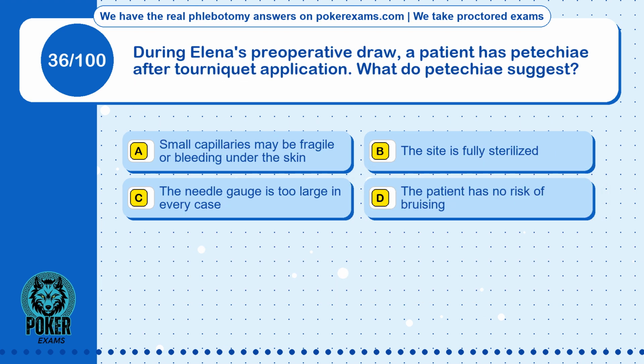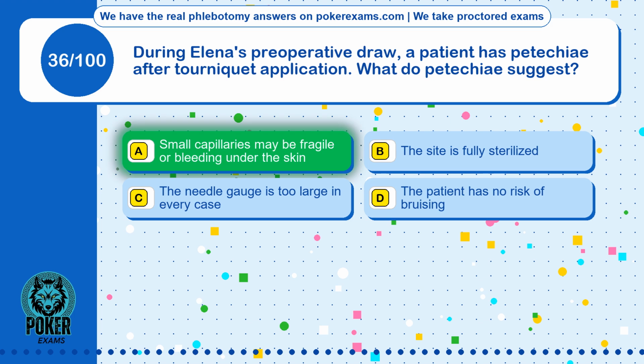Question 36. During Elena's preoperative draw, a patient has petechiae after tourniquet application. What do petechiae suggest? Option A. Small capillaries may be fragile or bleeding under the skin. Option B. The site is fully sterilized. Option C. The needle gauge is too large in every case. Option D. The patient has no risk of bruising.